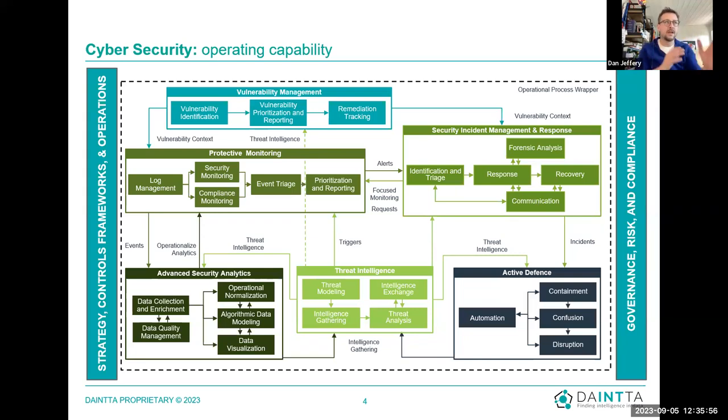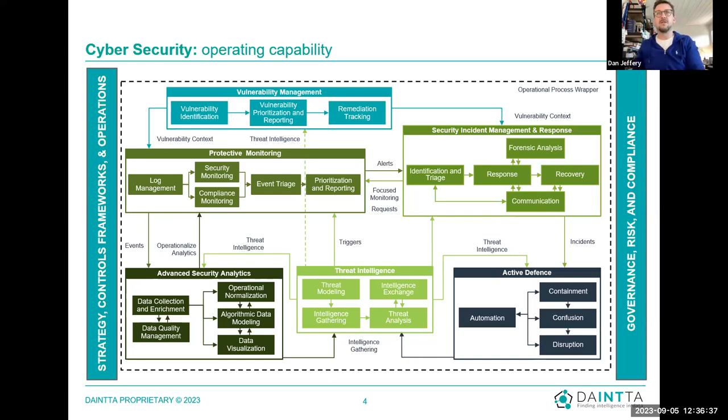I'll just walk through left to right. From the left, we have the strategy, controls, frameworks, and operations. The strategy itself is the main overarching set of guide rails, which helps inform what we're going to do in the middle here. A controls framework is to say, what things do we want to comply with? What do we need to do in order to proportionally and appropriately reduce our risk surface area, our vulnerability, and all those good things? And then ultimately, how are we going to operate that?